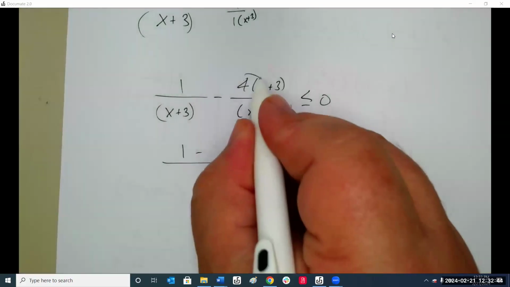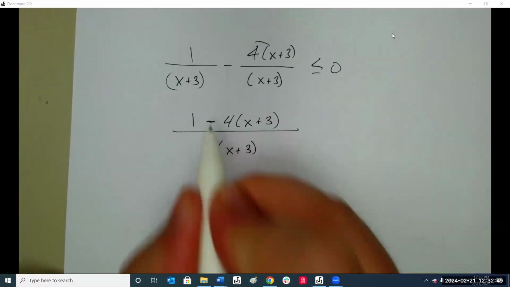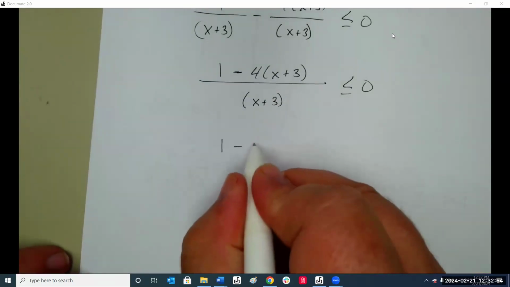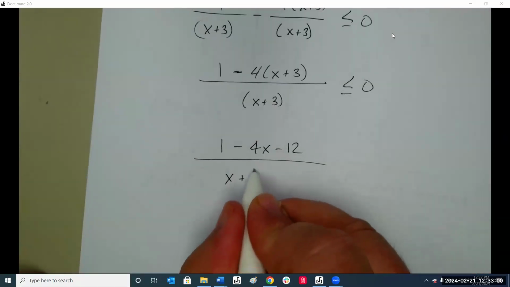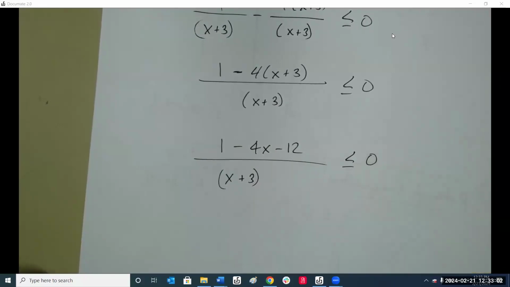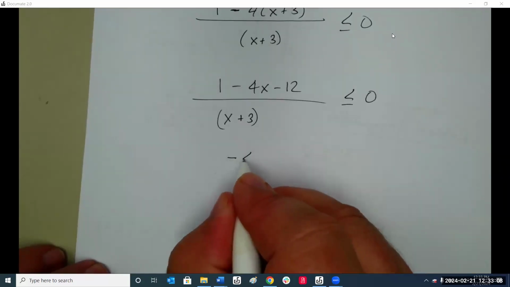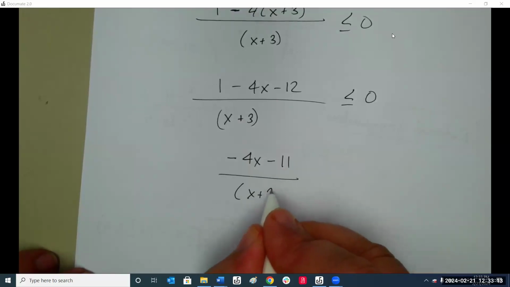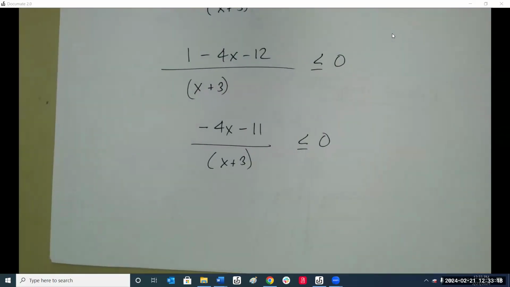Let's do this step by step, because this one's going to be a -4 distributed. So it's 1 minus 4x minus 12. So it's -4x minus 11 over x plus 3. Now we have it set up. Then what do you do?